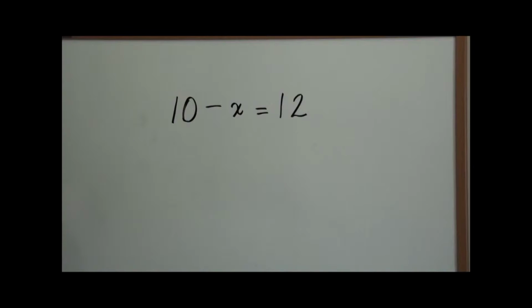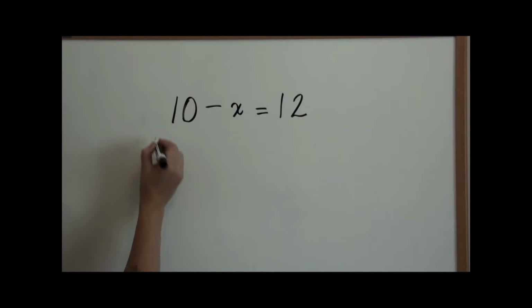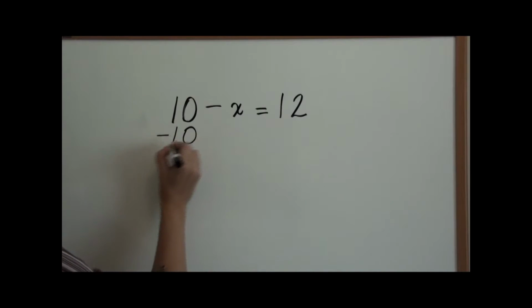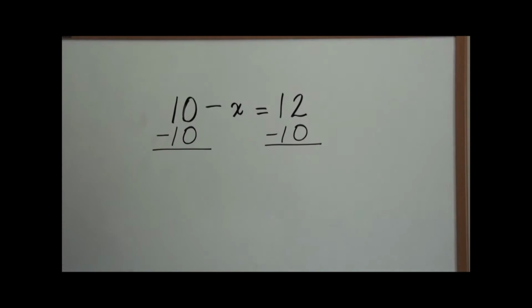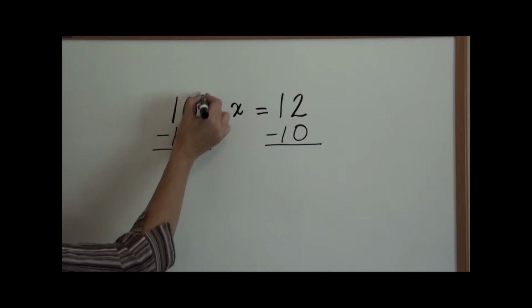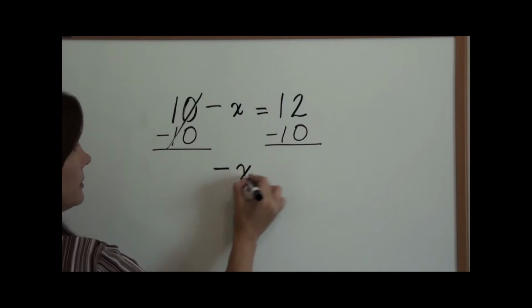So we think about what we want to try to do in this equation. We want to get the x by itself. So we need to move this constant to the other side. It's positive 10. We can subtract 10 to eliminate it on the left side. But if we subtract 10 on the left side, we have to subtract 10 on the right side. So 10 minus 10 gives me 0. I could write 0 minus x, but I don't need to. I can just bring down the minus x.